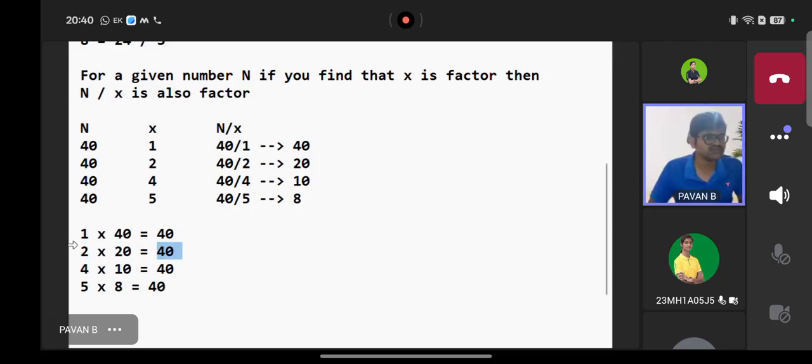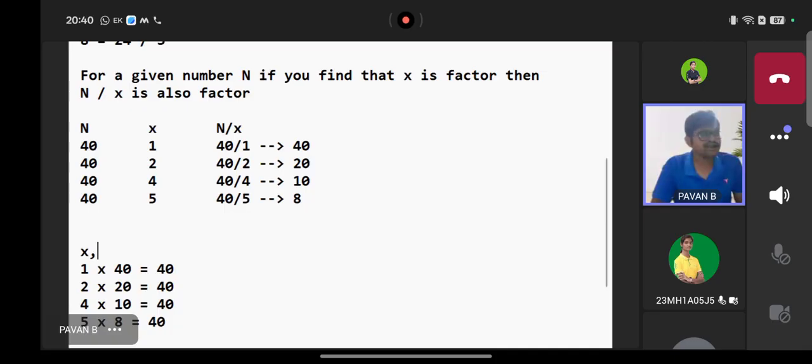40 is with me, 2 is with me. How can you get 20? 40 by 2, right? So basically what you are doing, if you find x is a factor, you are writing n by x. That is the pair buddy. So what are the pair buddy here? x and n by x. These are the factor pair for any number.